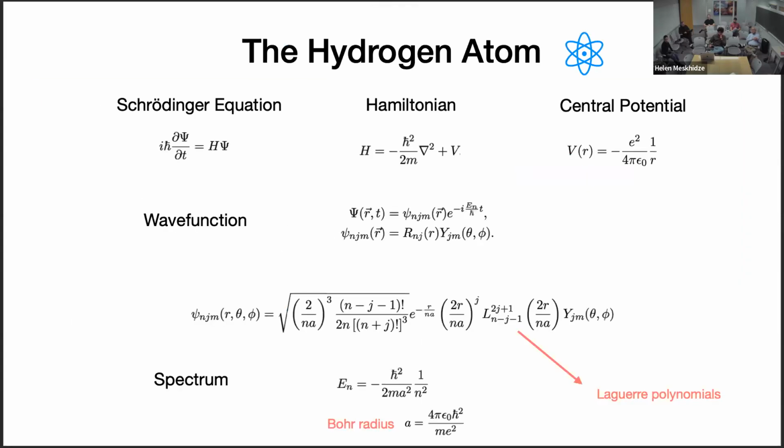So let me start by reviewing the story of the hydrogen atom to remind you of the details of this problem. So the hydrogen atom is a quantum mechanical system. We solve the Schrödinger equation with a central potential, and the wave function is given in this form. We have, of course, the time and the energy dependence, and the spatial dependence is given by this solution. So that's the well-known solution of the hydrogen atom.